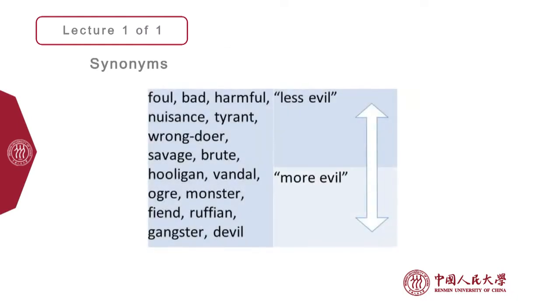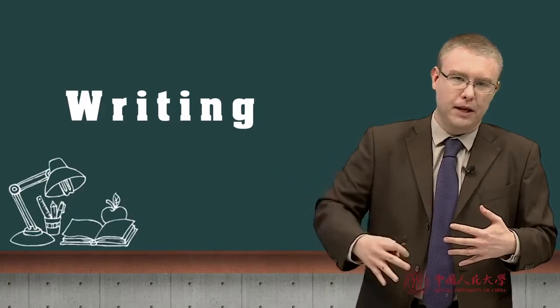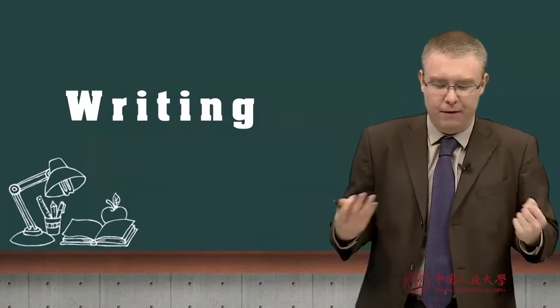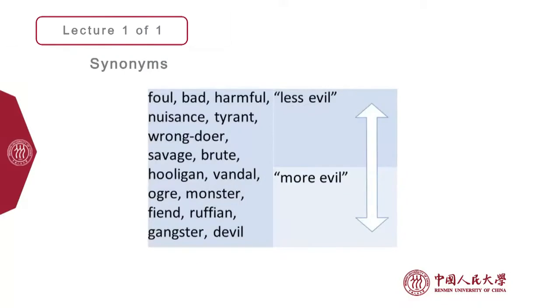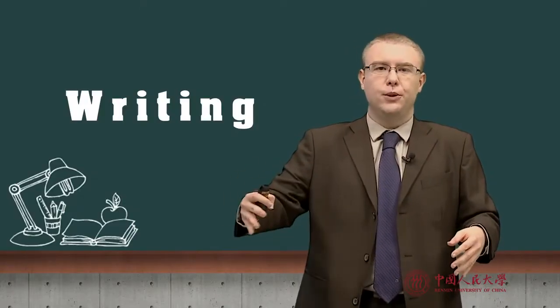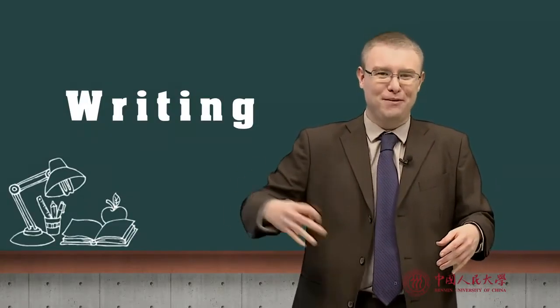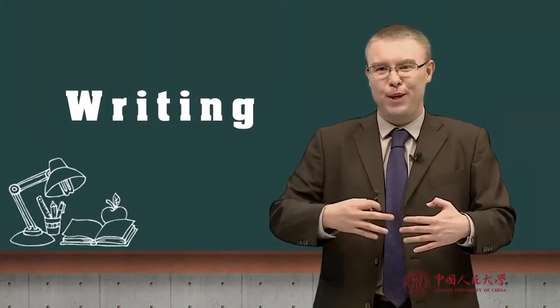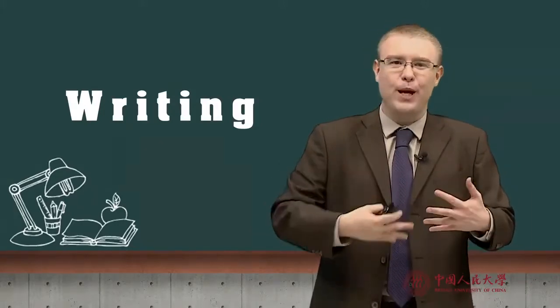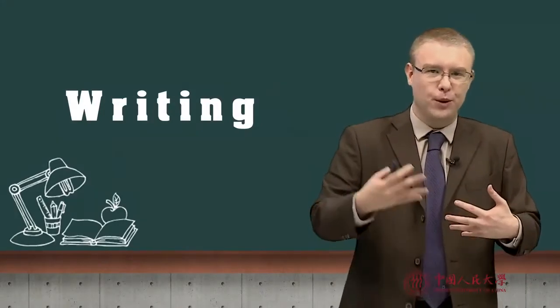So if we have a look at negative emotions, we have more evil, we have less evil on a scale. You can have a look at the words here. We've got foul, bad, harmful, nuisance, someone's a wrongdoer. Have a look at these, sort them. Again, pause the video, just put the thing on hold. Try and sort them into more evil or less evil as you go up and down the scale. You'll be able to see that you'll be able to describe people in varying shades, and you'll be able to add a lot more nuance to your actual writing.